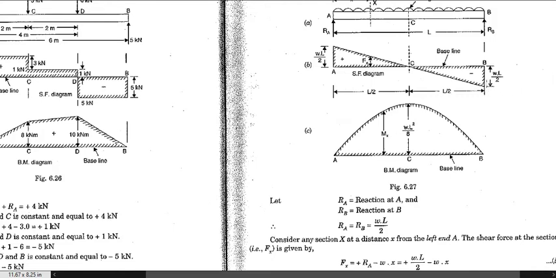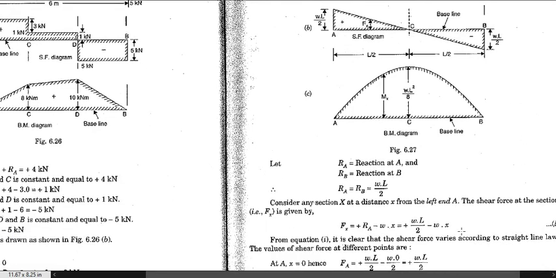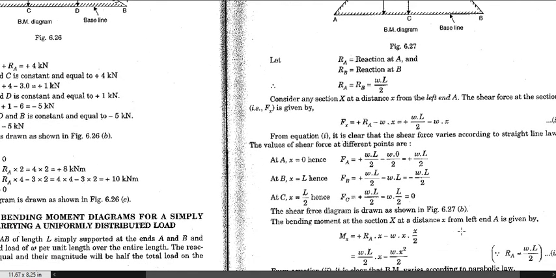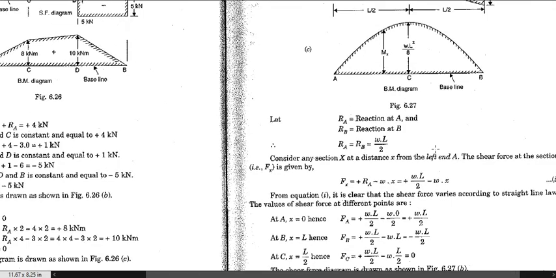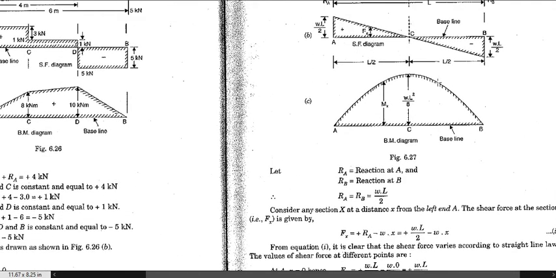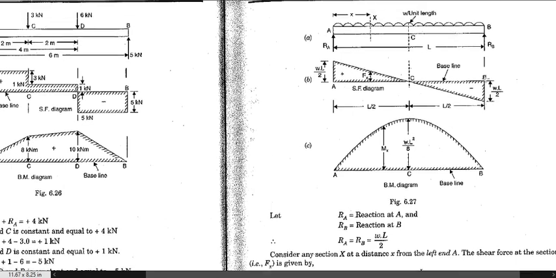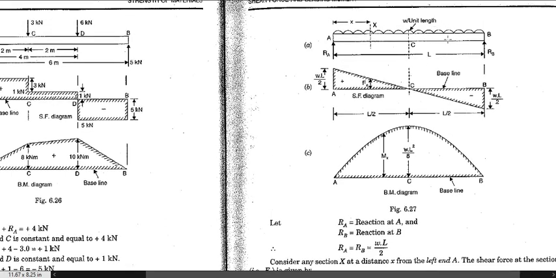You just need to take the force times the perpendicular distance. If you calculate the bending moment at any section, the bending moment will be due to two forces. The first force is this reaction force, and the second force is the UDL. Suppose I want to find out the bending moment at this section, what is the bending moment at this point?